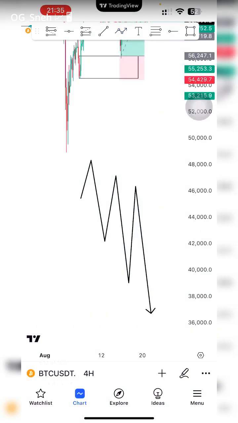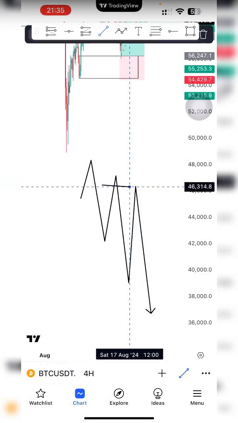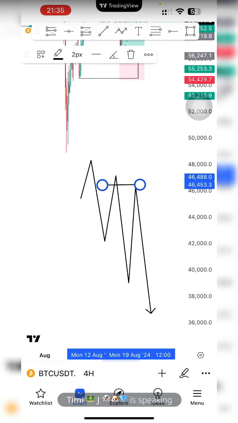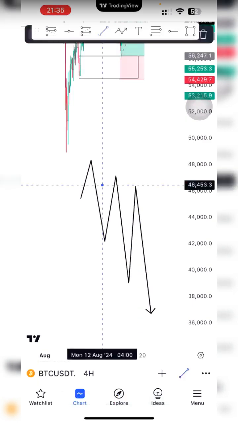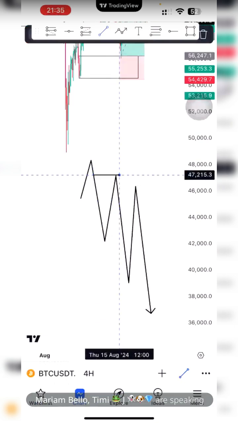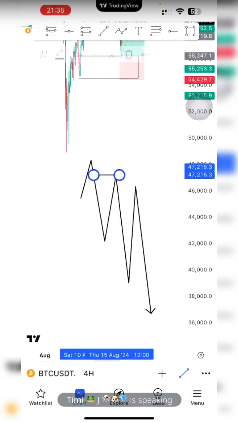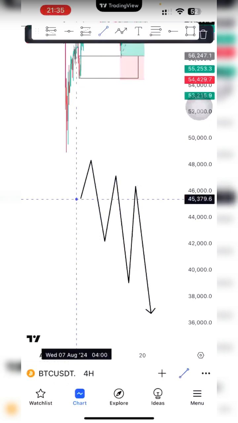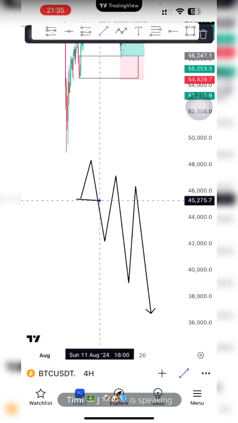Is this a break of structure? That is not a break of structure. No. Is this a break of structure? No, sir. Not a break of structure. Is this a break of structure? Yes, sir.